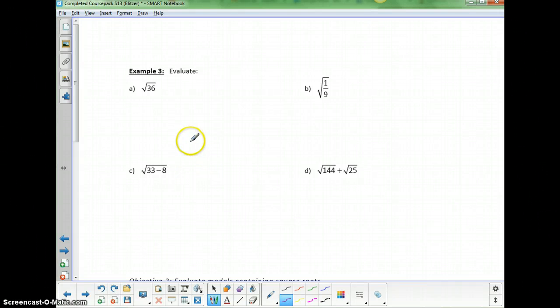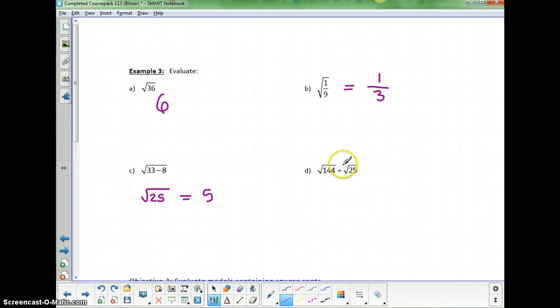Okay. Alright, a few more square roots to evaluate. Square root of 36, that's 6, because I know 6 squared is 36. The square root of 1/9. Now for this one, since I know that fractions multiply tops together and bottoms together, I can just take the square root of each piece. The square root of 1 is 1, and the square root of 9 is 3. 1/3 times 1/3 is 1/9. Okay. If I have a subtraction to do on the inside of the square root, we'll follow order of operations and finish that first. So 33 minus 8 is 25, and the square root of 25 is 5.